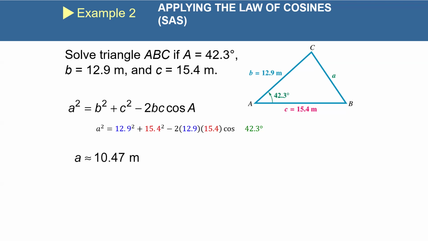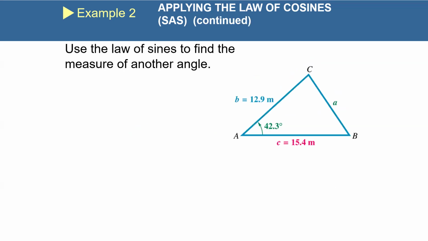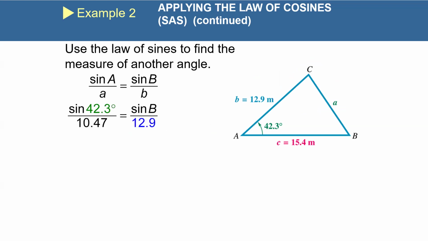Wait, so what do we do after finding 10.47? Now we can do law of sines to find our angle C and angle B. You've got to find angle C and angle B. So setting up our sines, right? Because we now know our ratio for A, and now we're going to use that to solve for B.